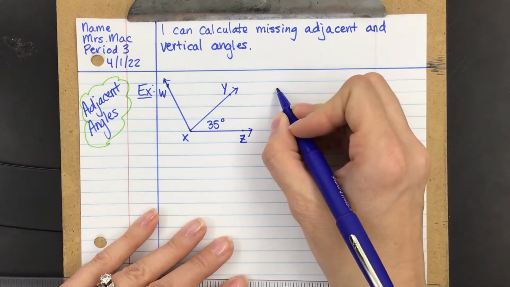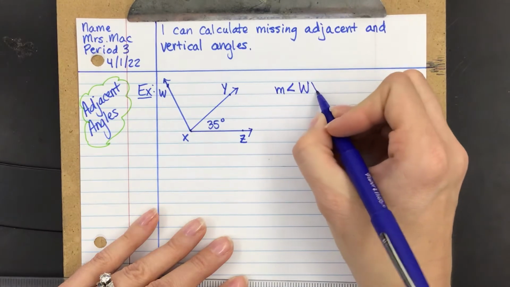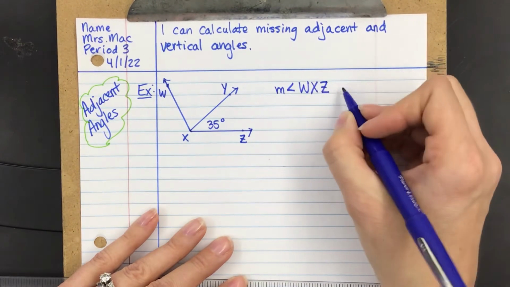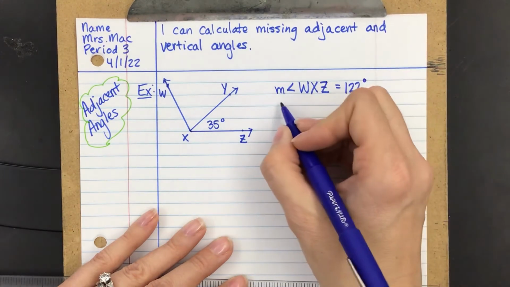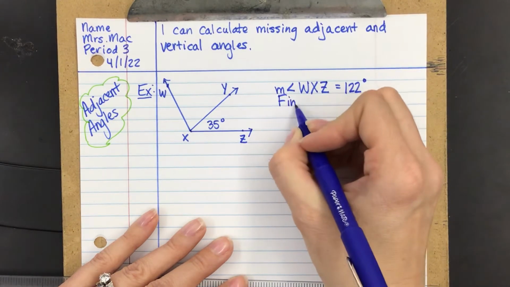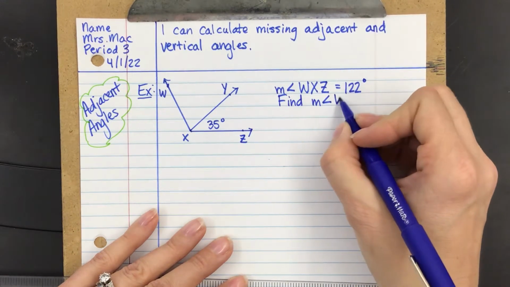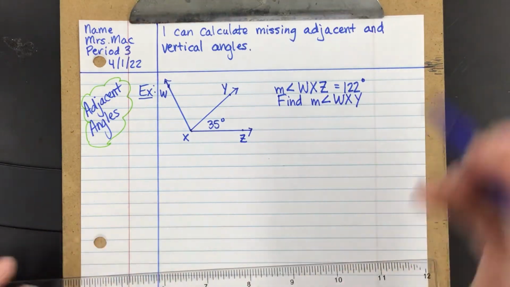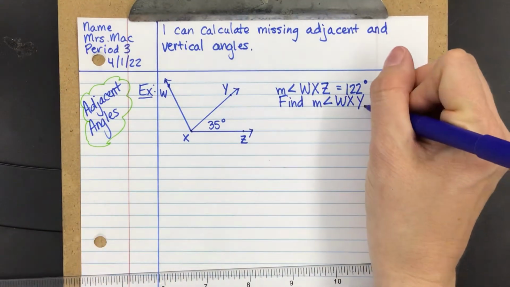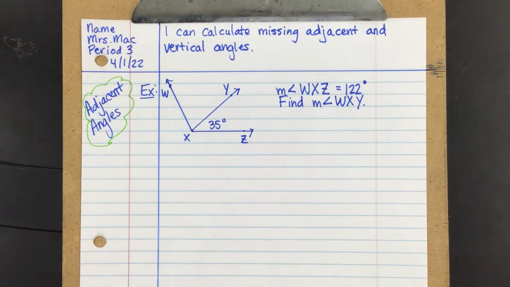Okay, so we're going to say that the measure of angle WXZ is equal to 122 degrees. And we're going to find the measure of angle WXY. Thanks, you guys. I appreciate it. Go ahead and get that all written down, and then we'll talk about it.